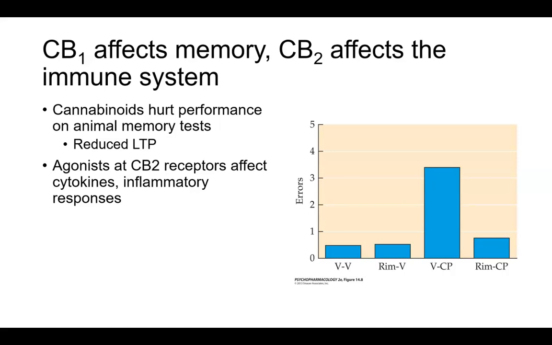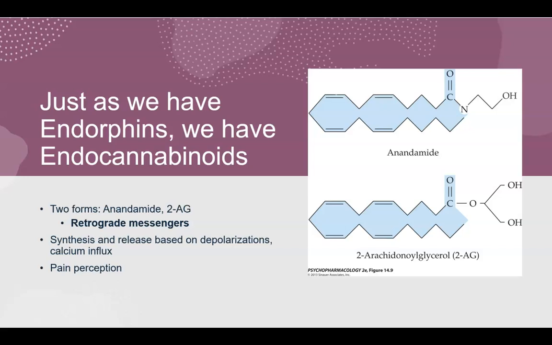Now, on the other hand, with agonists at CB2 receptors, so things that enhance cannabinoids, they've actually found that this affects cytokines, and additionally, different types of inflammatory responses. So again, we're kind of thinking that CB1 is more involved in memory, CB2 is more for the immune system.